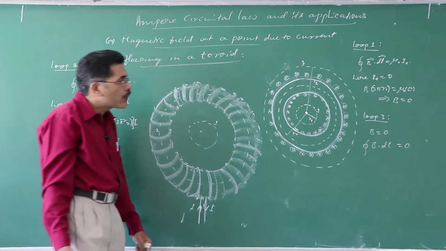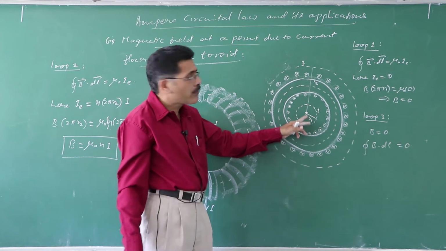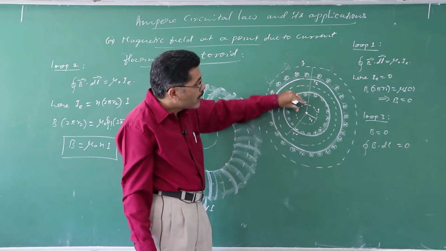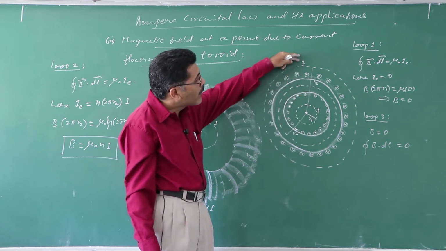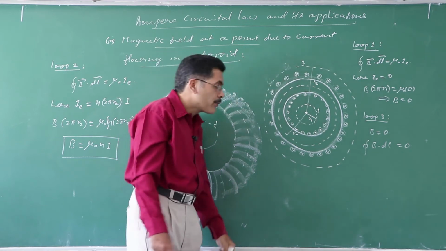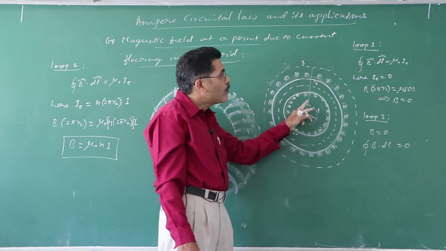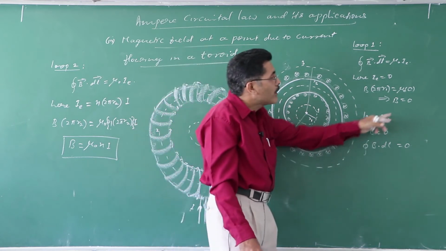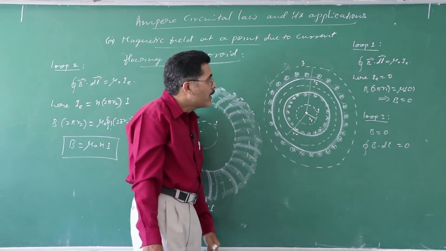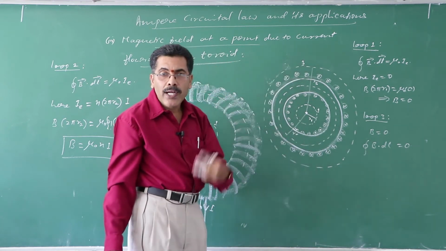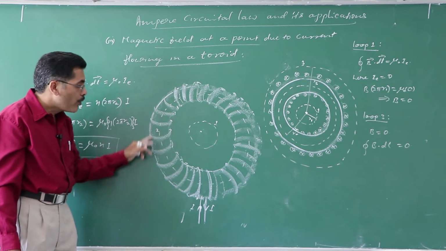Here I have chosen three Amperian loops: one inside the toroid, one in the open space within the toroid, and the third one outside the toroid. The magnetic field due to loop 1 is equal to 0 because this loop does not enclose any current. The magnetic field outside the toroid is very weak and equal to 0. Therefore the magnetic field is contributed only by loop 2.